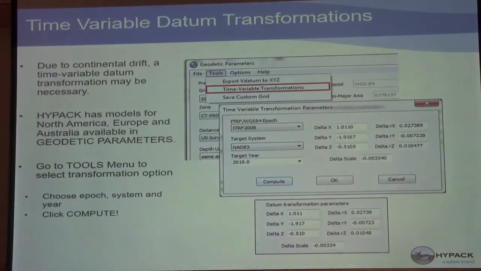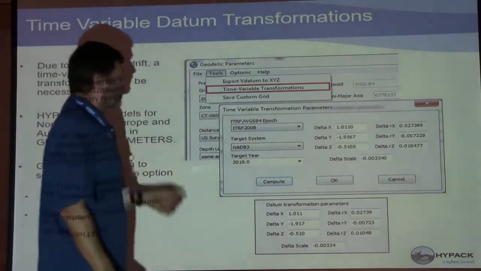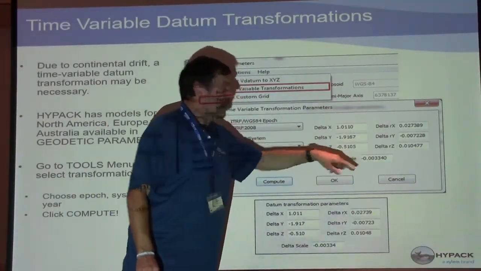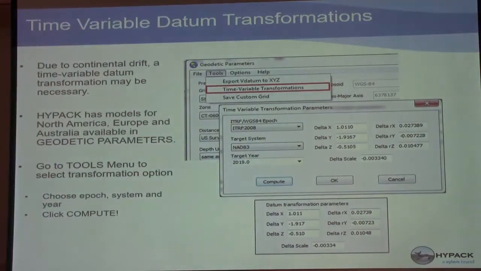You have a decimal here, so you put approximately the year. If you're working in 2020, for January just leave it set to 0.0. Maybe June, July, you go 0.5, 0.6, something like that. Again, it's a time variable datum transformation, and it's going to give you a 7-parameter shift based on your ellipsoid and the time shift.